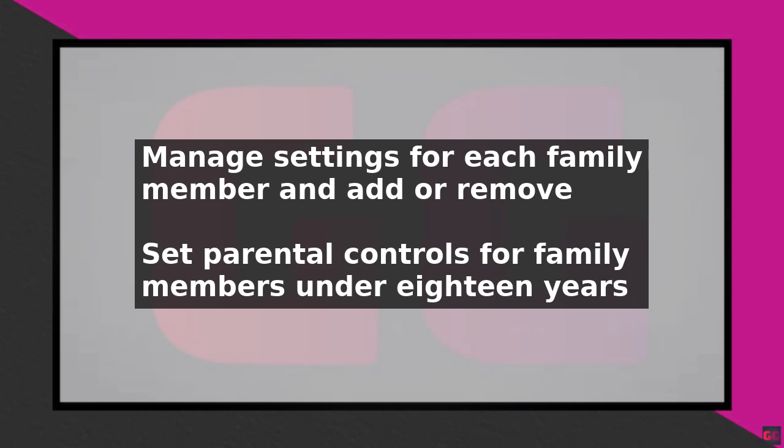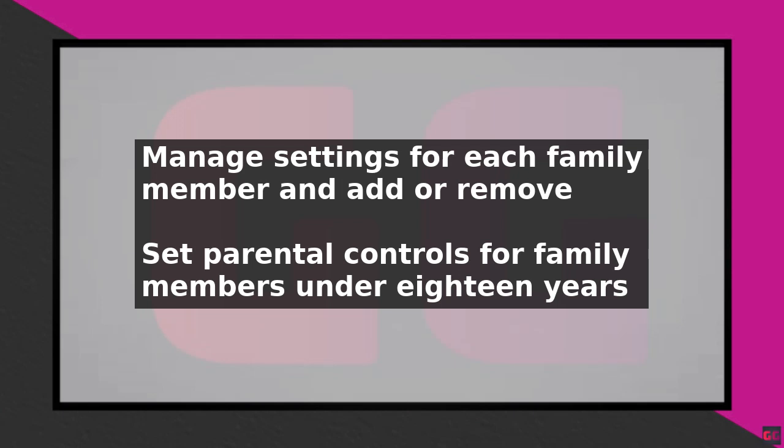YouTube TV family sharing also allows you to stream on up to 3 devices at the same time. This means that you and your family members can watch different channels or shows on different devices without interfering with each other. To stream on multiple devices, simply sign in to the YouTube TV app on each device with the same Google account.